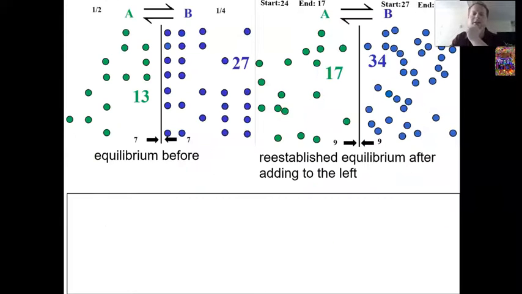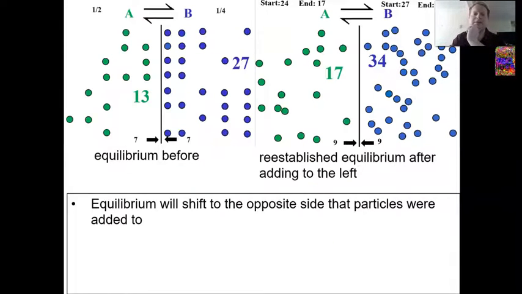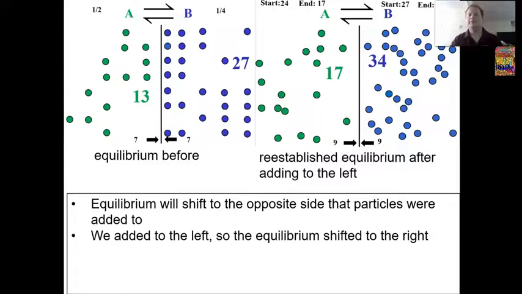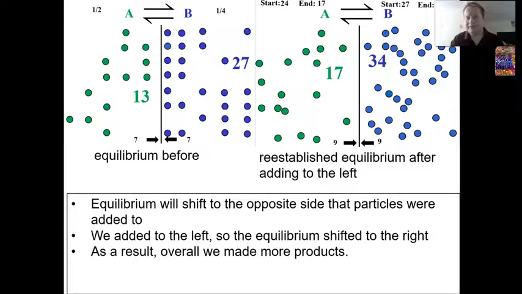So what we're saying then is that the equilibrium shifted to the opposite side that we added to. We added particles to A, and that caused the equilibrium, in order to make up for the stress of it, to shift particles to B when it reestablished equilibrium. So we added to the left, equilibrium shifted to the right, or more correctly, we tend to say equilibrium shifted toward the products. As a result, we have more products.